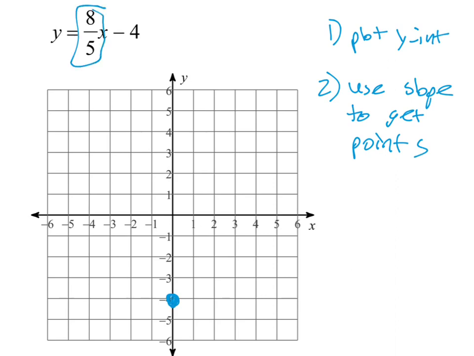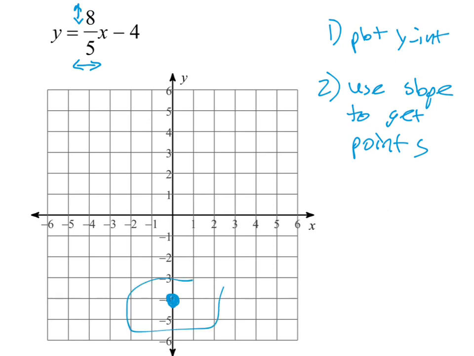So I'm going to use slope to get more points. The number on top tells you how much to go up or down, this vertical aspect of it, and then the bottom number tells you how much to go right or left. If it is positive, you go up. If it's positive, you go right. If it is negative, you go down, or if it's negative, you go left. If the top number is positive, go up. So we're going to go up 8.